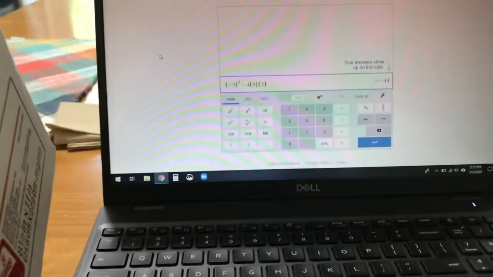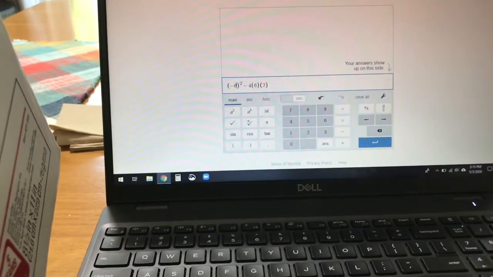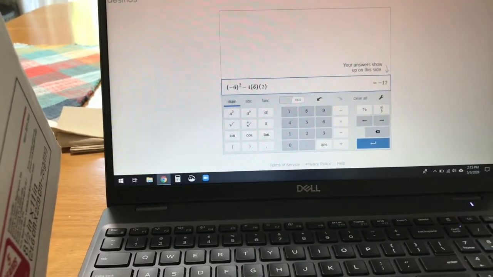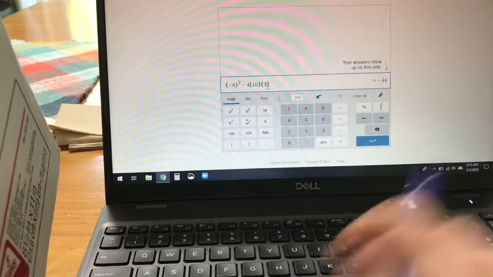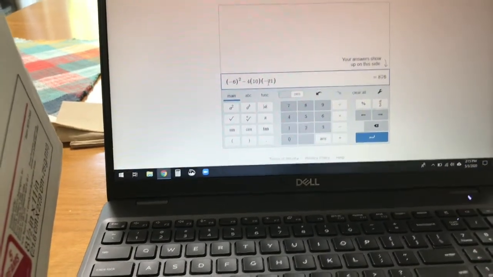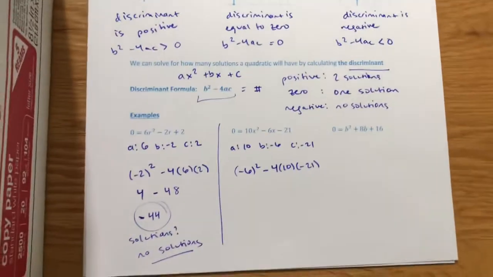I gotta tilt my phone. All right, so I'm just gonna replace these. We've got -6 squared minus 4 times 10 times -21. And we get 876. Rad. Okay. So I'm gonna put it back down here. I feel like I'm going to break my phone.